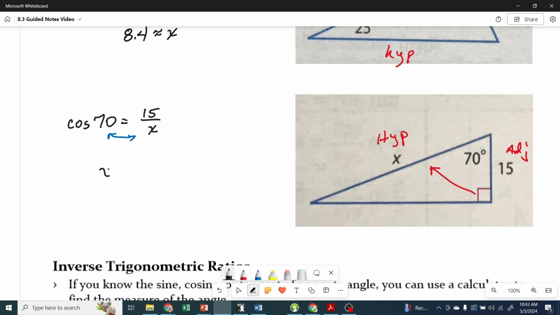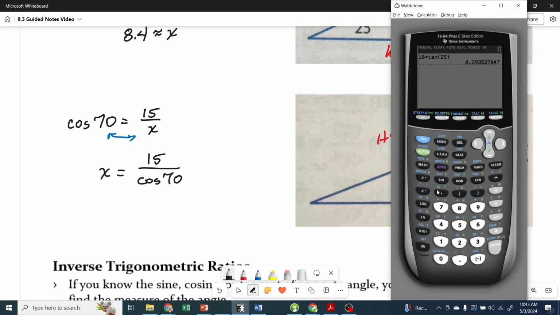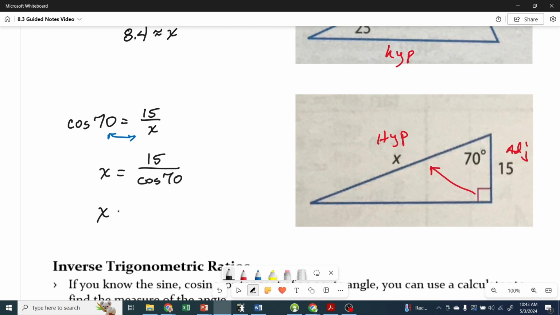So I end up with x is equal to 15 divided by cosine of 70. So take my calculator, 15 divided by cosine 70, and I've got 43.85. So x is going to be approximately 43.9.